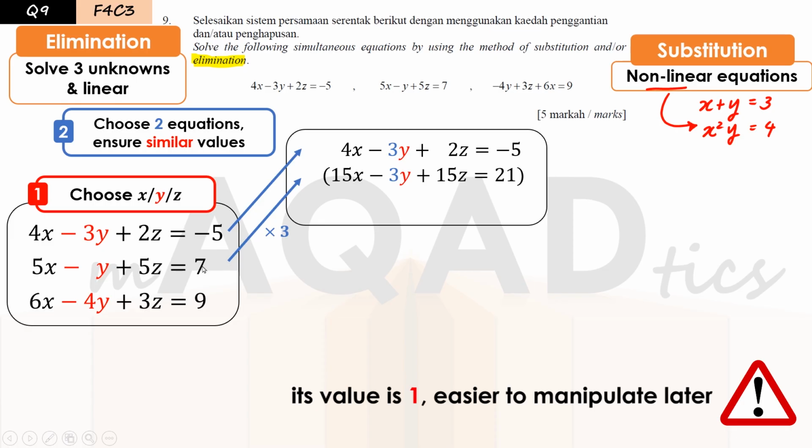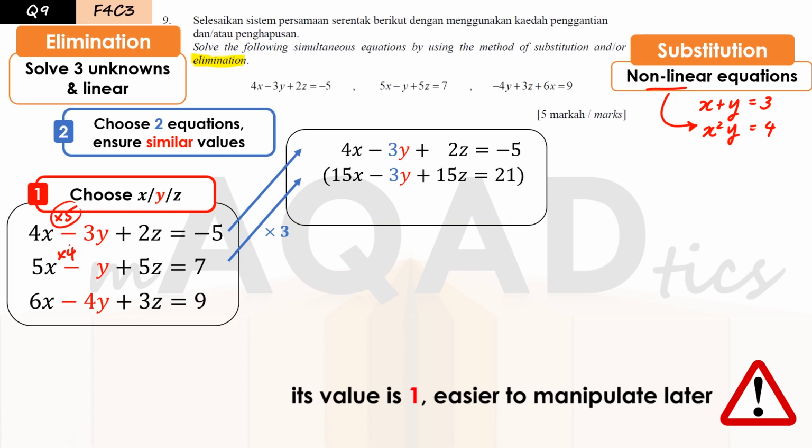So imagine if I didn't choose y, let's say I choose another unknown, let's say it's x. If in step 1 I choose x and in step 2 I choose two equations, making sure they have similar values, let's say the two equations are these two. Then to make sure it is the same value, for the first equation I need to multiply 5, and the second equation I need to multiply 4.